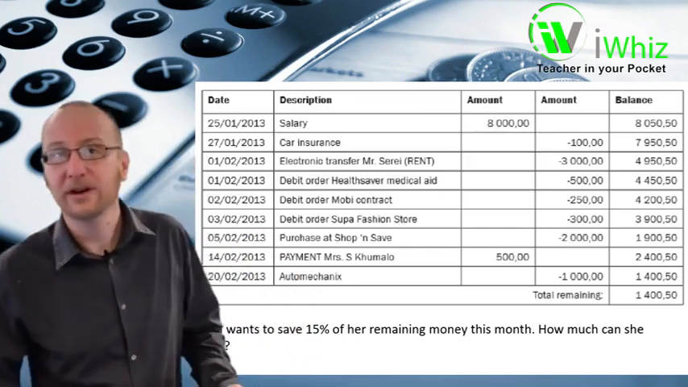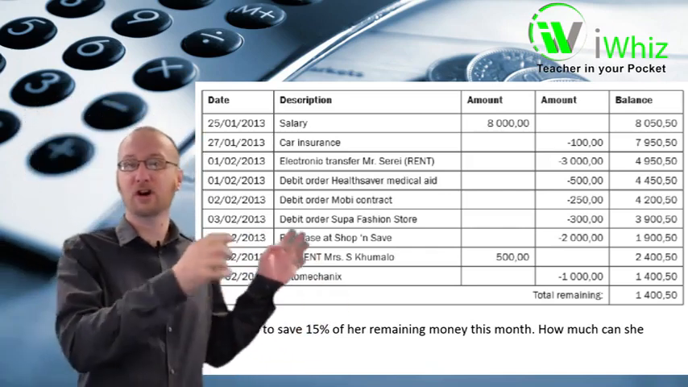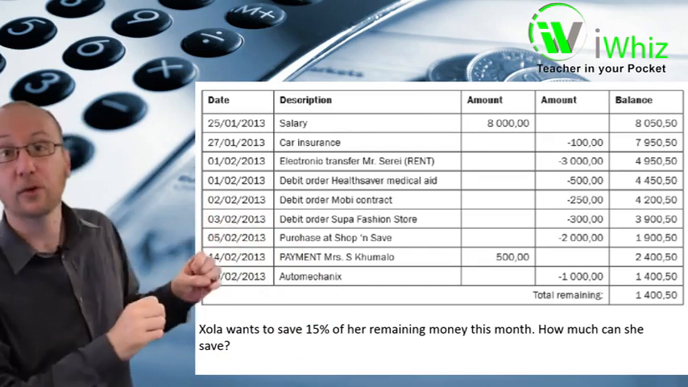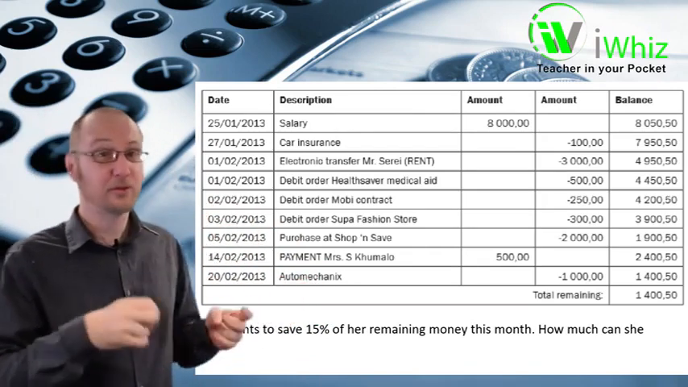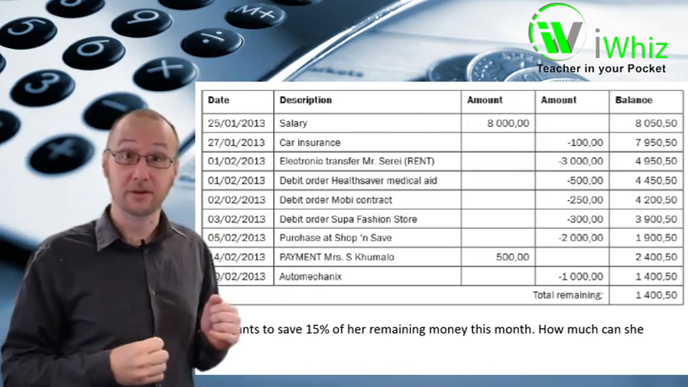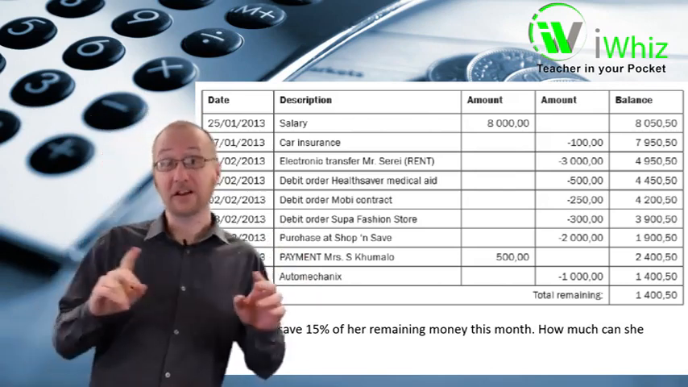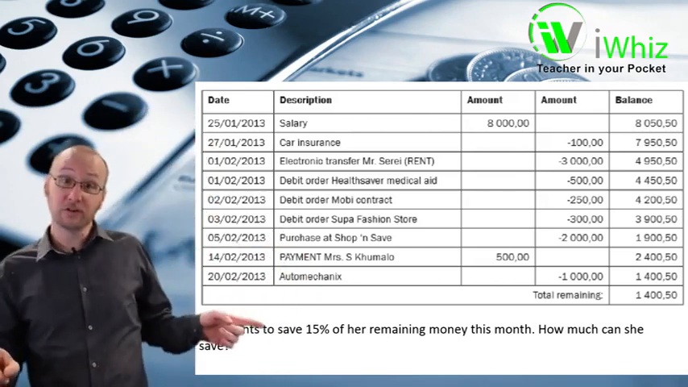There are other ways of working out percentages. For example, you could have gone 1,400 Rand and 50 cents divided by 100 times 15 and gotten the same answer. Okay, now that we've done with that example, let's move on to the next one.